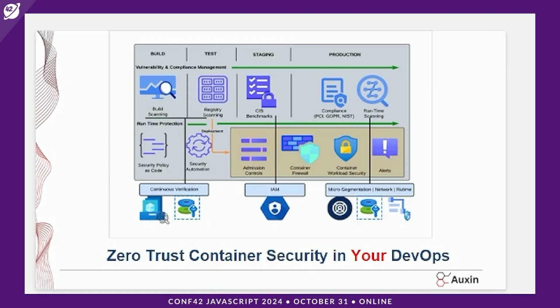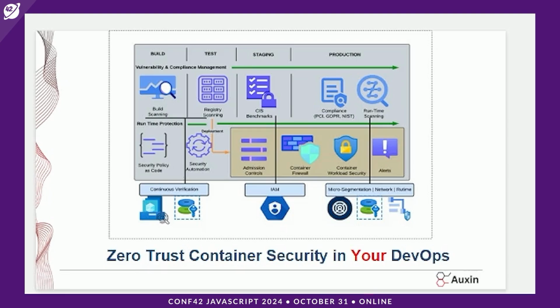As we move to the staging phase, we focus on compliance, where CIS benchmarks are used to ensure we are meeting industry security standards. We introduce a container firewall at this stage, adding an extra layer of defense to protect our workloads. In the production phase, we continue to ensure compliance with frameworks such as PCI and NIST. Container workload security is our priority, which includes protecting running applications from any threats.